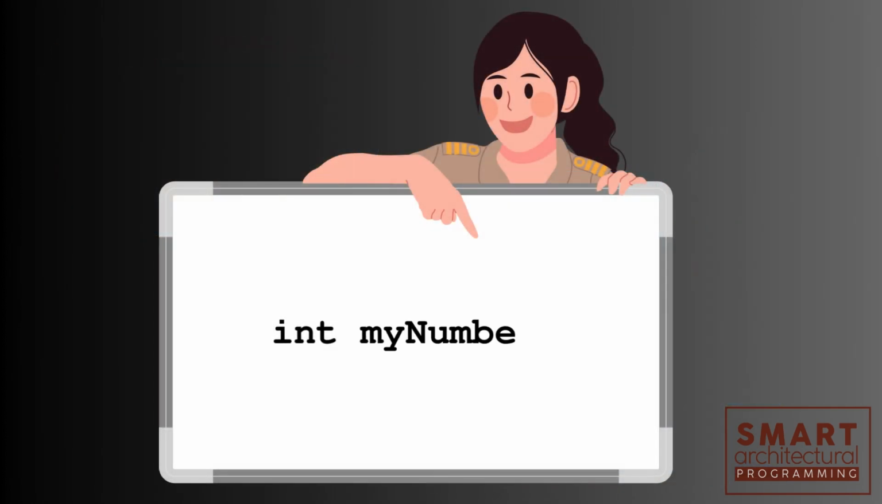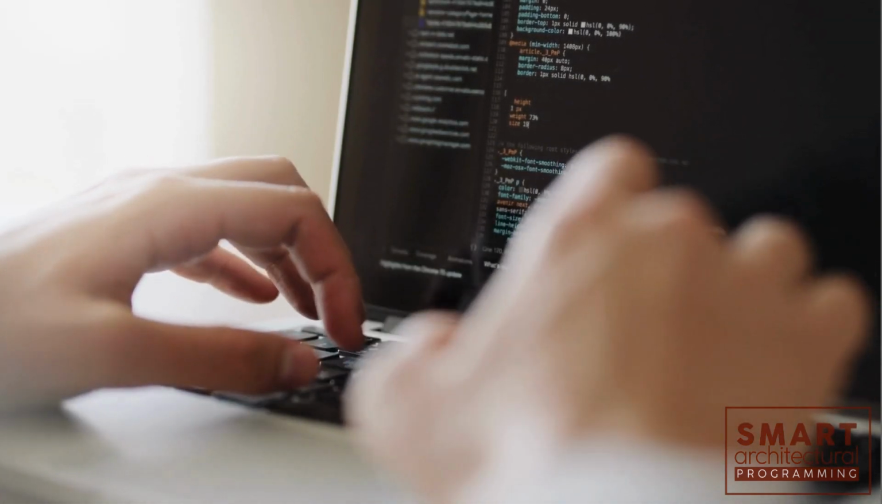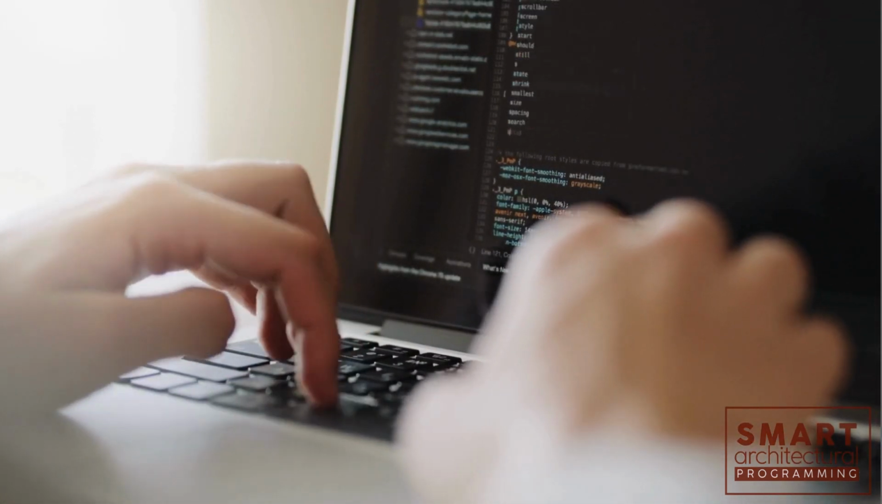We would write int myNumber. Now, we can assign a value to this variable, like so. myNumber = 10. And just like that, we've stored the value 10 in the variable named myNumber.